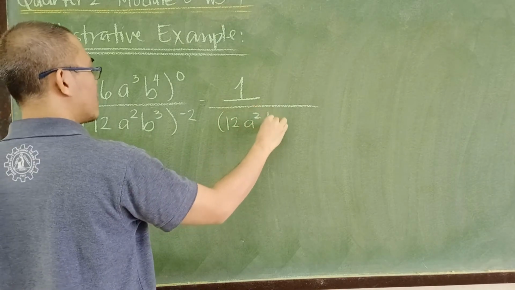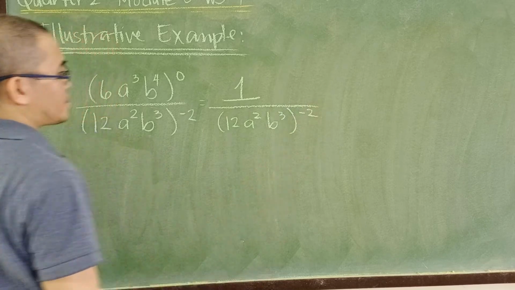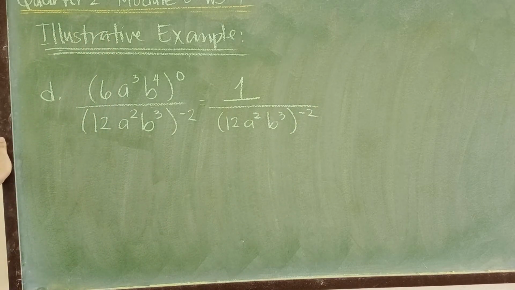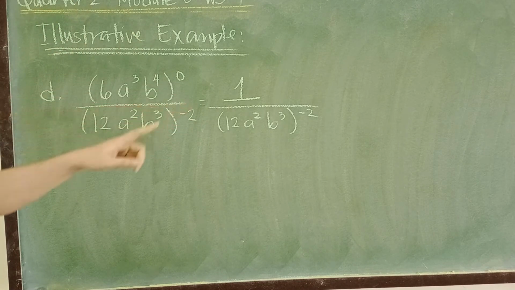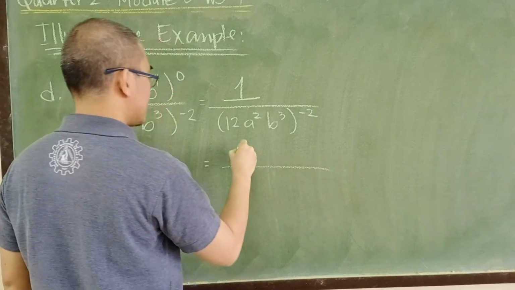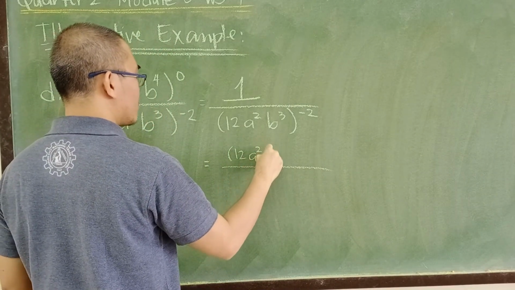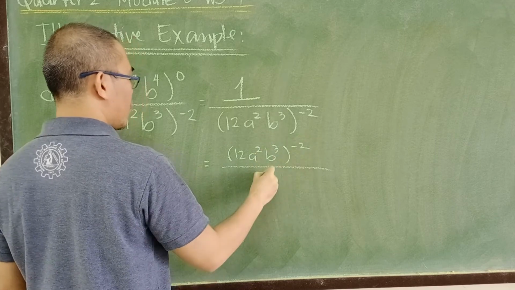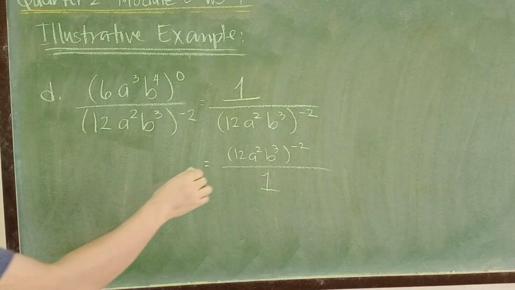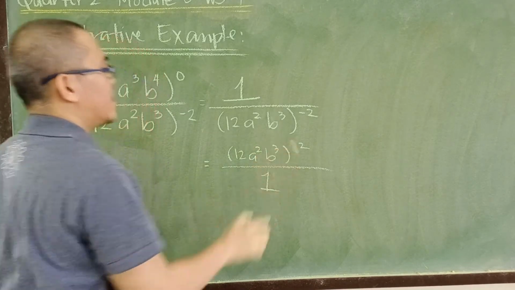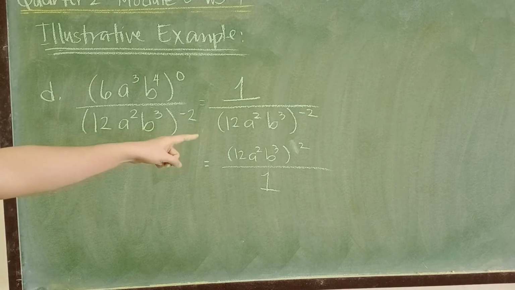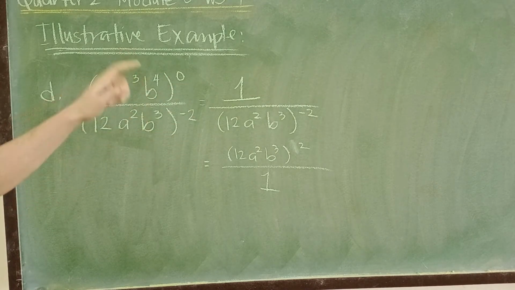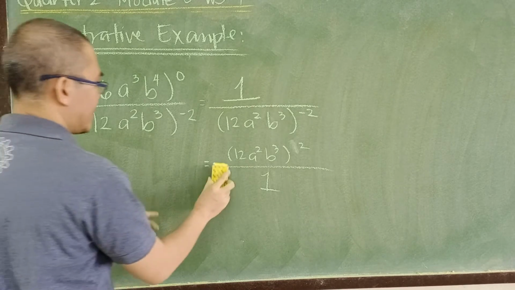12a raised to 2, b raised to 3, negative 2. Next, anong gagawin natin dun sa terms na may exponent na negative? Kukunin natin yung reciprocal para maging positive yung exponent natin na negative 2. So magiging 12a raised to 2, b raised to 3, positive 2. Yan. So pinagbaligtad natin, kinuha natin yung reciprocal, and then pinalitan natin yung sign ng negative 2 na positive 2. So yung 1 sa ilalim, pwede mo nang i-omit.